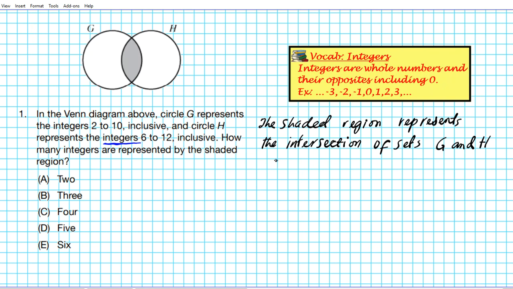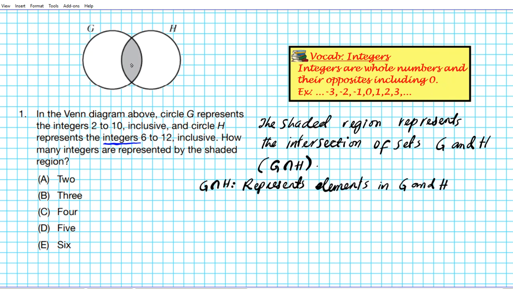The notation for the intersection of two sets is given by G intersect H. So the task is to find the number of elements in this set, or the cardinality of this set right here. Alright, so let's go ahead and specify exactly what G intersect H means. In the context of this problem, G intersect H represents what? It represents elements in G and H.